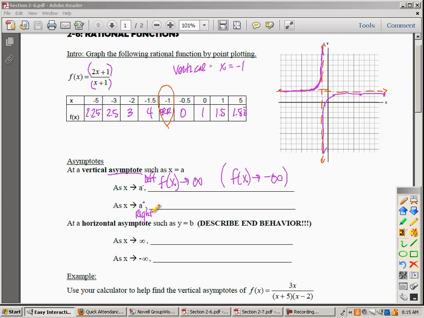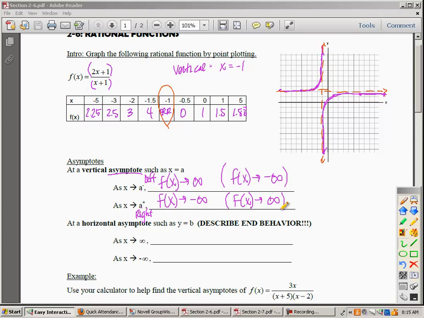This second one says, as I approach that asymptote from the right. Well, let's look at our graph. As I'm coming from the right, our graph is going down. And the way we say down is f of x approaches -infinity. But again, keep in mind, some of the graphs could go to +infinity, so I want that included as well.